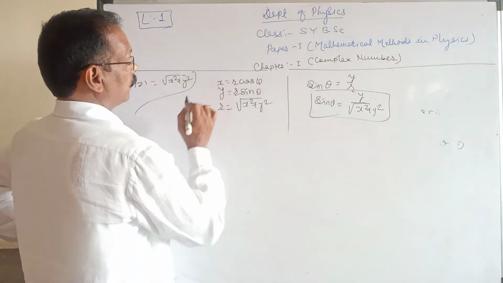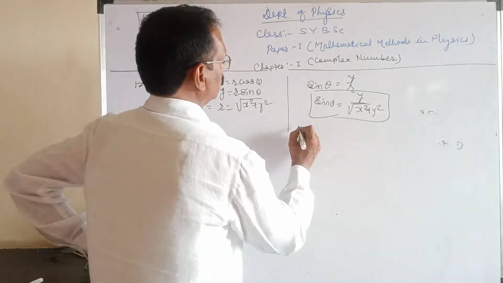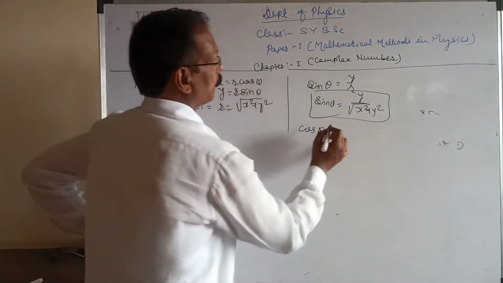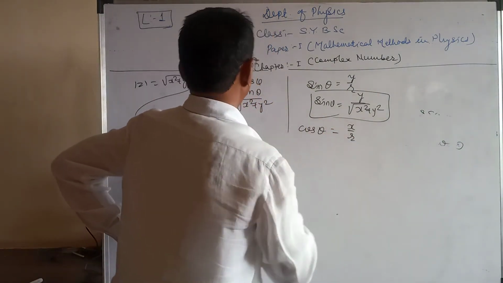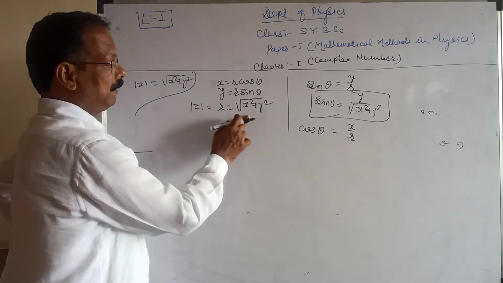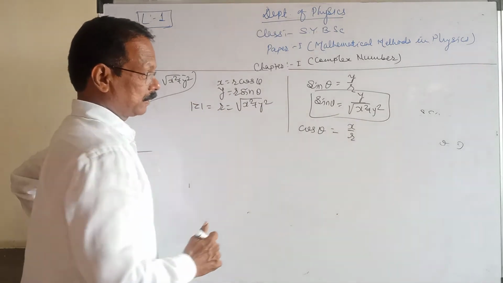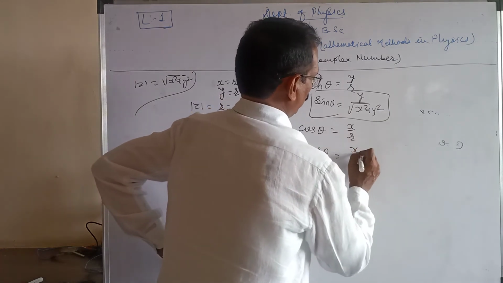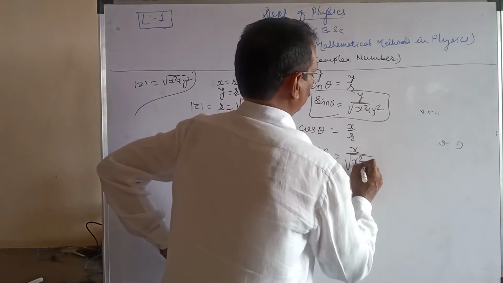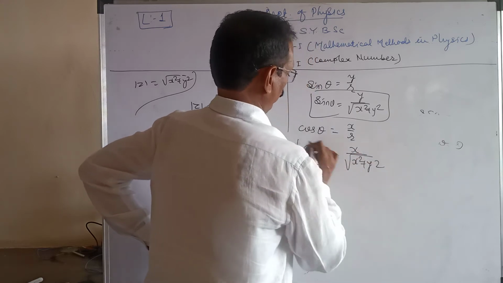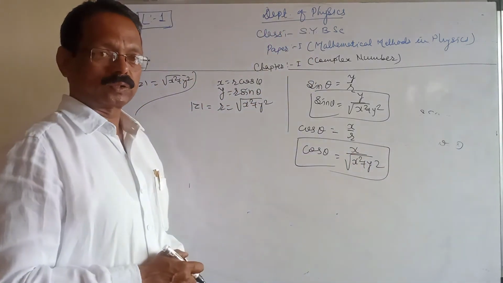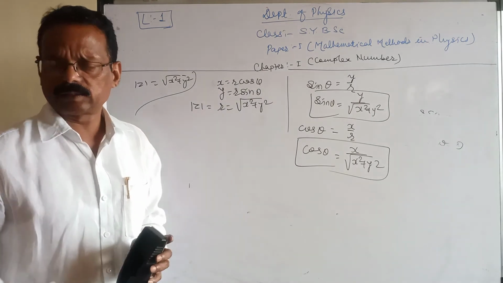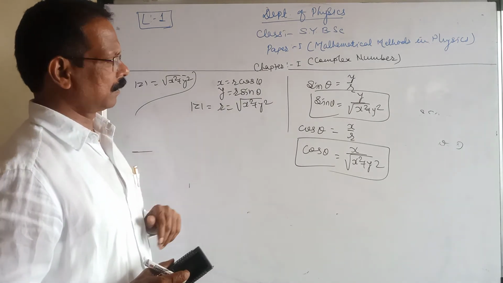Similarly, what is cos theta? Cos theta is equal to x upon r. What is r? r is equal to modulus of z, and also it is equal to under root x square plus y square. So you can write cos theta is equal to x upon under root x square plus y square. So we get sin theta and cos theta also. This is nothing but the polar form of the complex number.